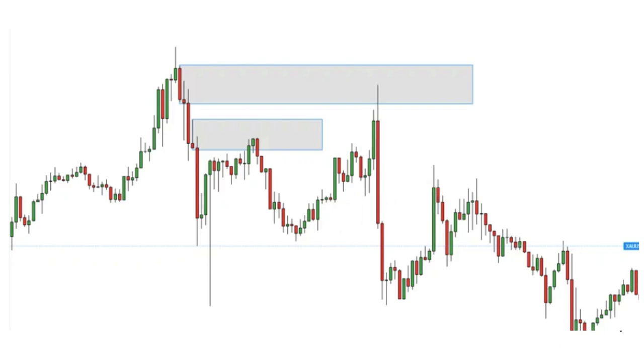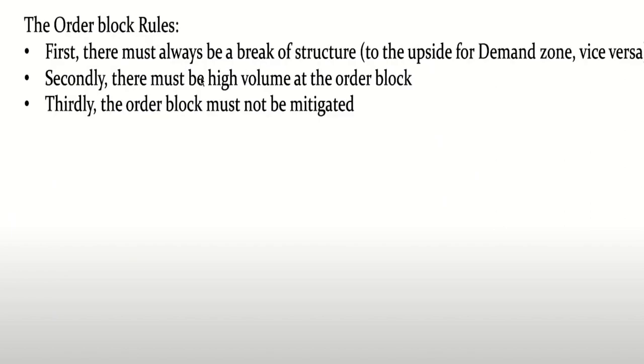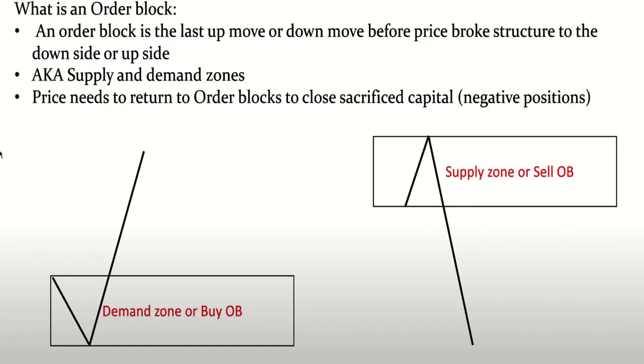So there are just about 3 rules for order blocks that you have to keep in mind. The first rule is that there must always be a break of structure, either to the upside or to the downside, right? So if there is no breakout structure, it means it's not a valid order block. Because for it to be an order block, there must be a breakout structure. This is why I said an order block is the last up move or down move before price broke structure, which means if there was no breakout structure, there is no order block.